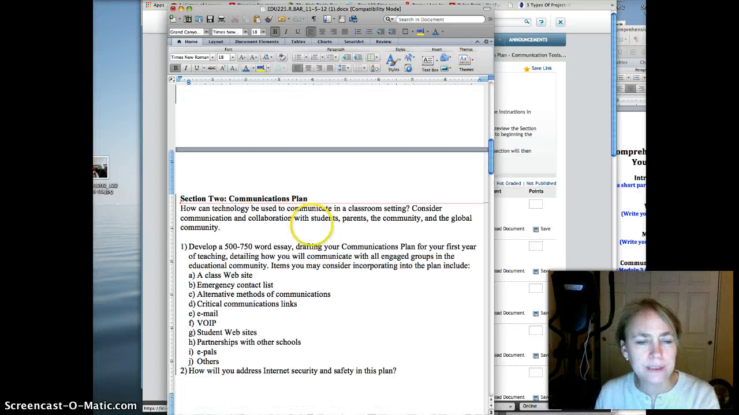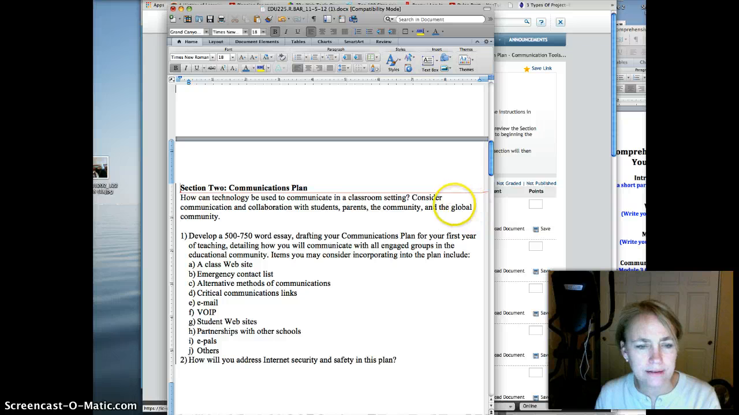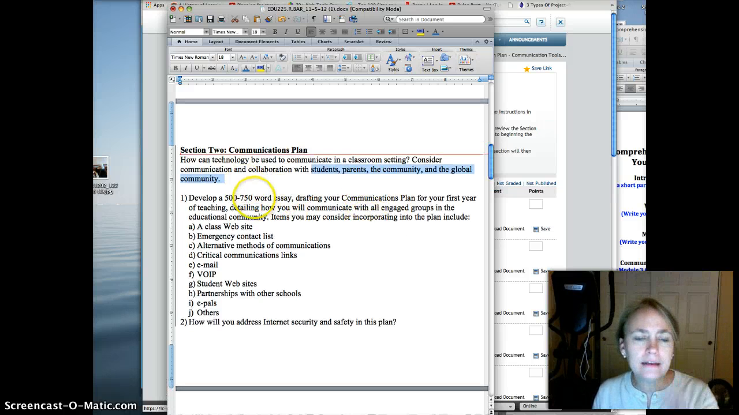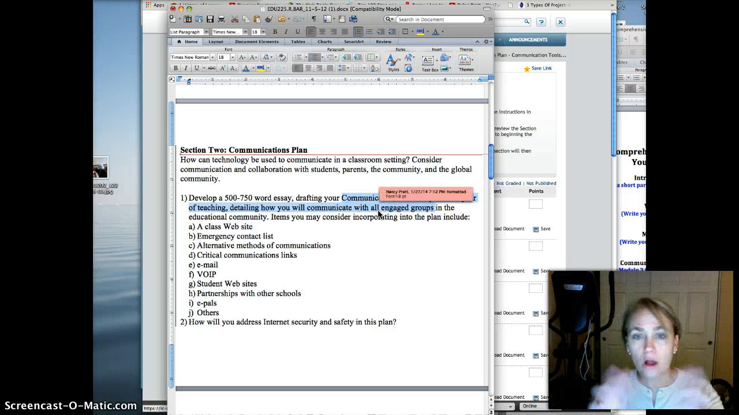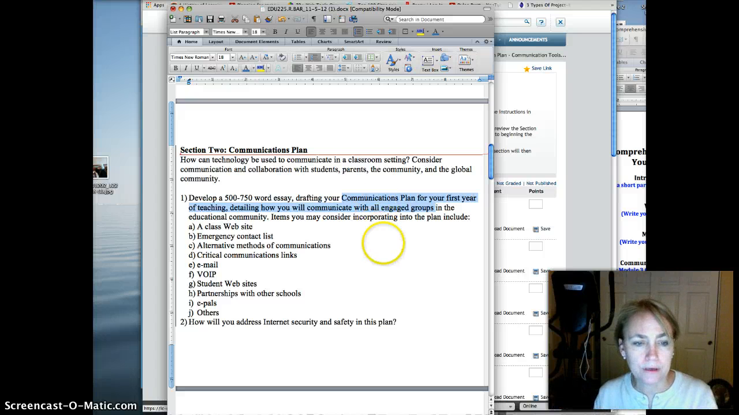How can technology be used to communicate in a classroom setting? Consider communication and collaboration with students. This is the key: students, parents, community, and the global community. After you figure out that definition, you'll understand more what that means. So I need an essay, 500 to 750 words, about your communications plan in your first year of teaching and how you are going to go about communicating to all of those groups. Really important.